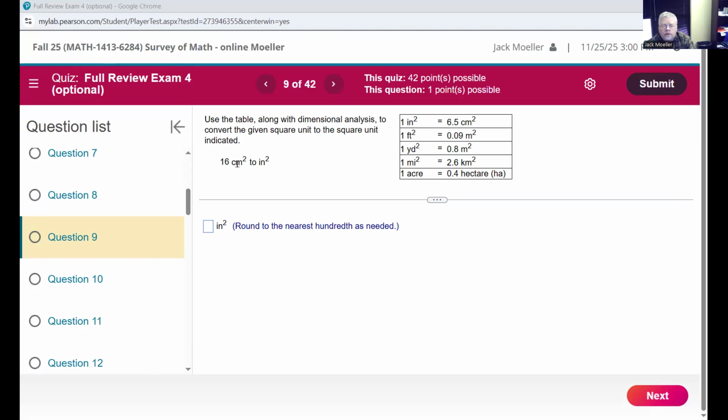We need to convert 16 centimeters squared to inches squared. And do we have a direct conversion? Yes. Now, one thing about these squared units, and again, hopefully you figured this out in homework, but let me review this for the test, is that 6.5 centimeters squared. That 6.5 does not need to be squared. The only thing that's squared is the units because there's no parentheses around this. So when you set it up, get 16 centimeters squared.